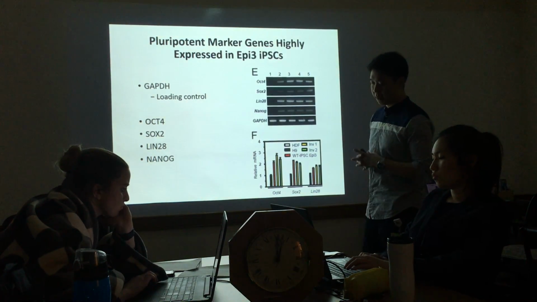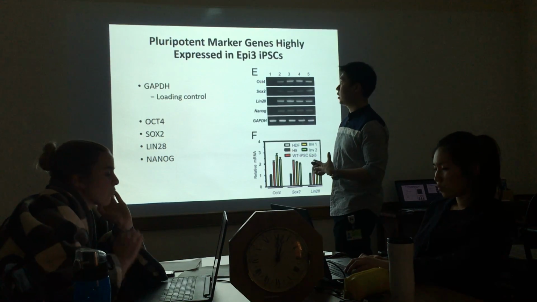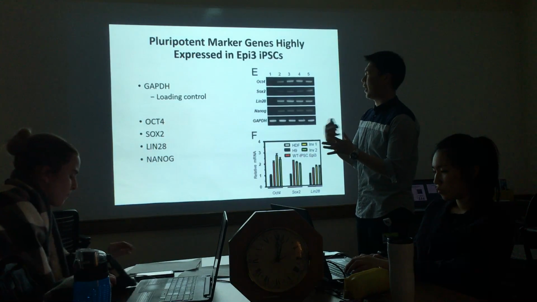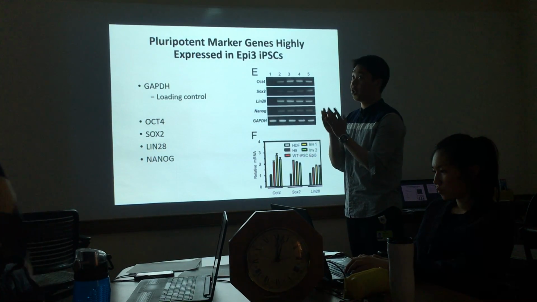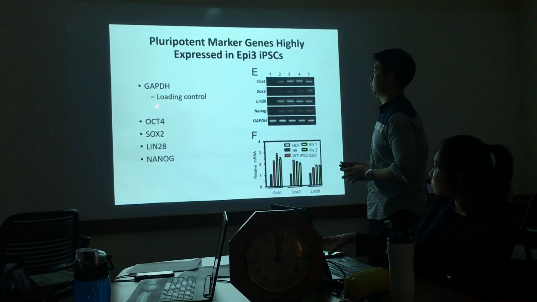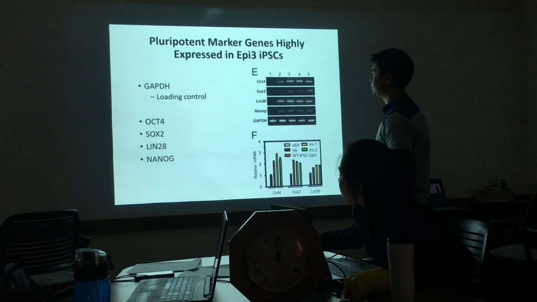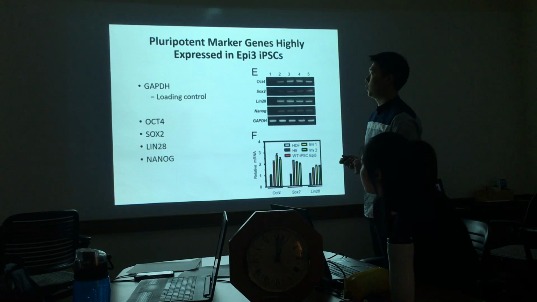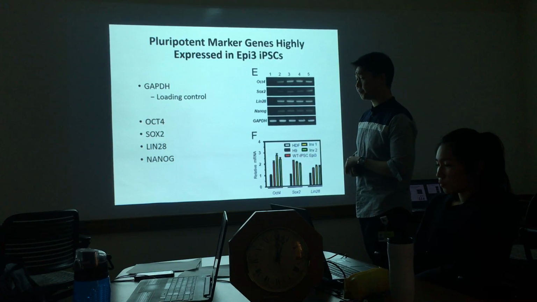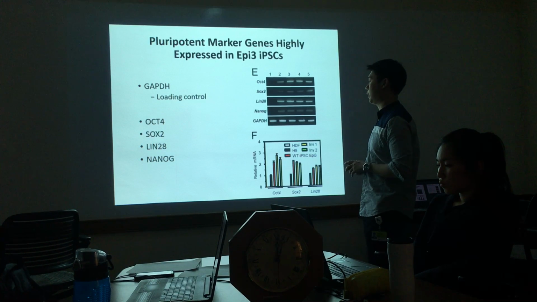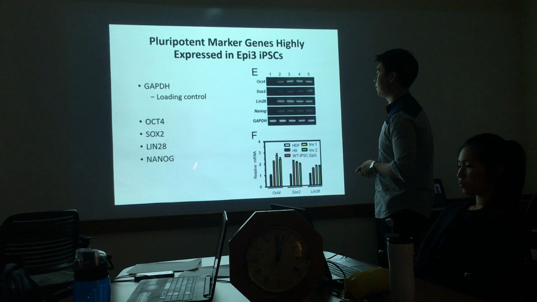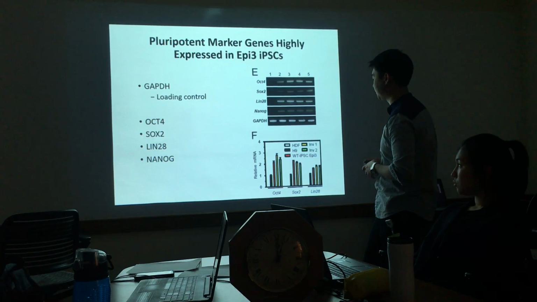Using the reverse transcription PCR and the quantitative PCR, they were able to detect pluripotent marker genes that were highly expressed in the EPI3, or the colony number 3 iPSCs. And they used GAPDH as the loading control, as you see in this figure over here. And the markers they detected were OCT4, SOX2, LIN28, and NANOG. All of these are transcription factors that signify that the cell is pluripotent. And the detection of these markers is also shown in this figure as well.